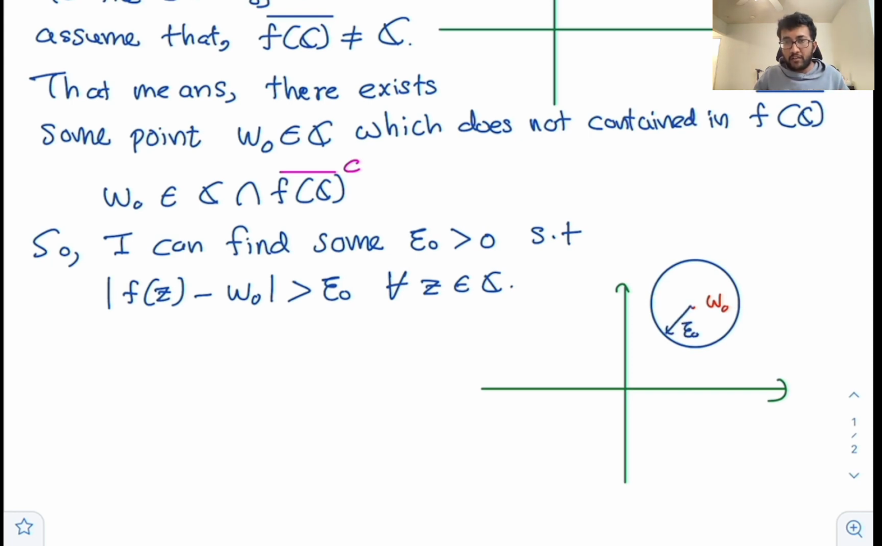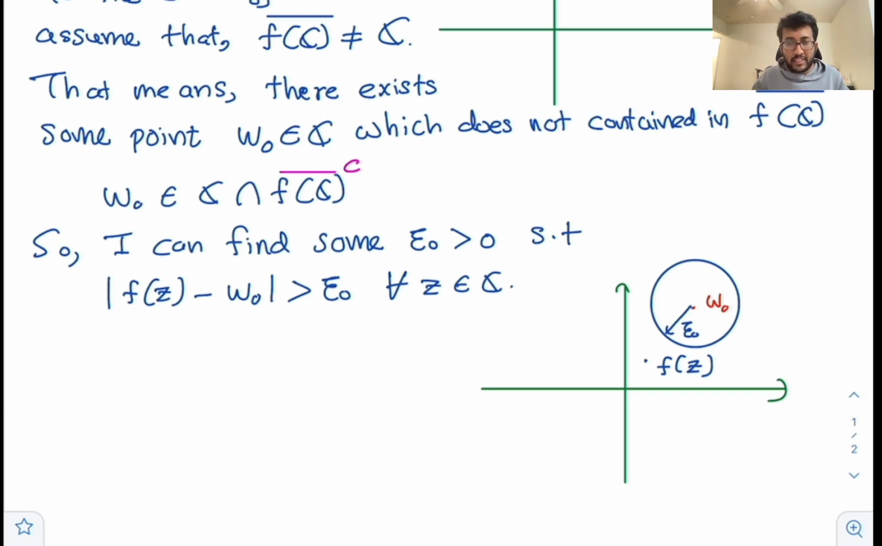right? So it does not matter what Z value I choose, my f(z) values are going to lie outside this disk, right? I choose some Z value and I evaluate the function value at that point. Then it is going to lie outside this disk. If it were to lie inside this disk, that means w naught belongs to the closure, right? So yeah, that is the idea.